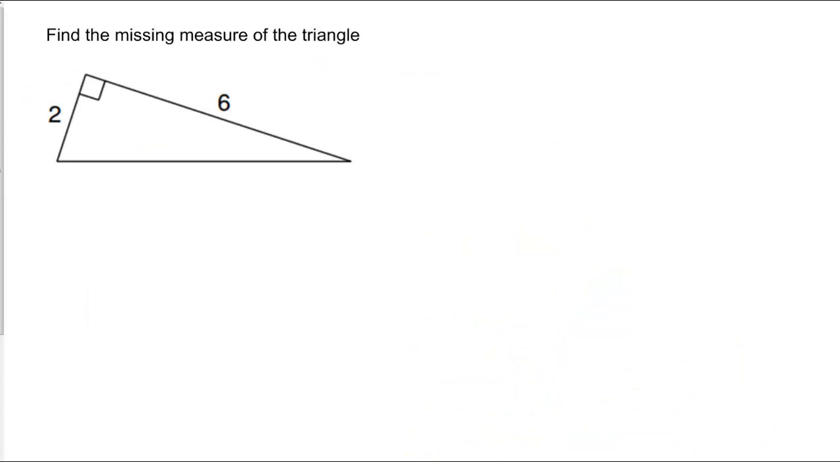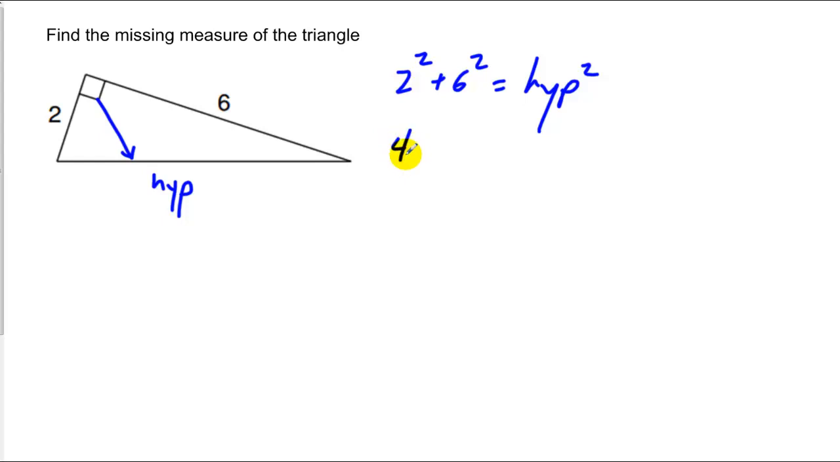So now we're going to once again find the missing measure of the triangle. Again, we notice we have a side missing that's opposite the right angle, so again that's the hypotenuse. So if I take 2 squared, add it to 6 squared, I'll get the hypotenuse squared. This is really no different than the last problem. The orientation of the triangle is just a little different. So I have 4 plus 36 is equal to the hypotenuse squared. So 40 is equal to, I'm just going to call it h squared.